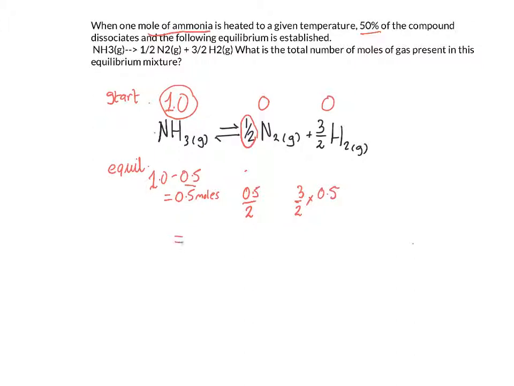So therefore, at equilibrium, the total number of moles of gas is 0.5 plus 0.5 over 2, which is 0.25, plus 0.5 times 3 over 2, which is 0.75, which gives a total of 1.5.